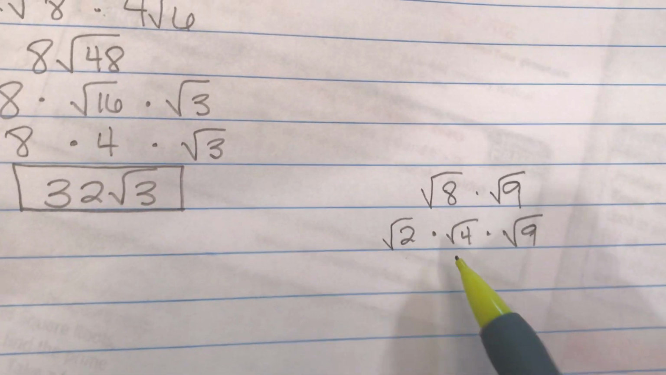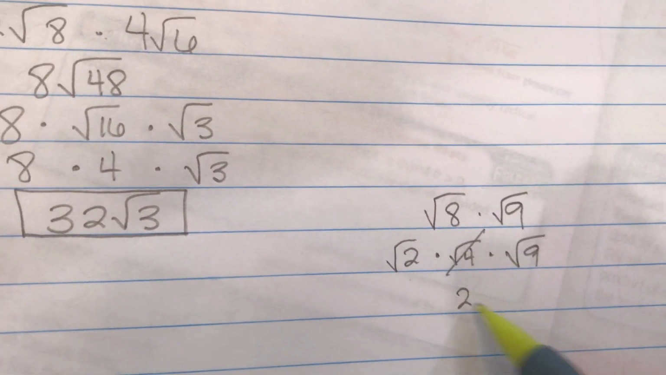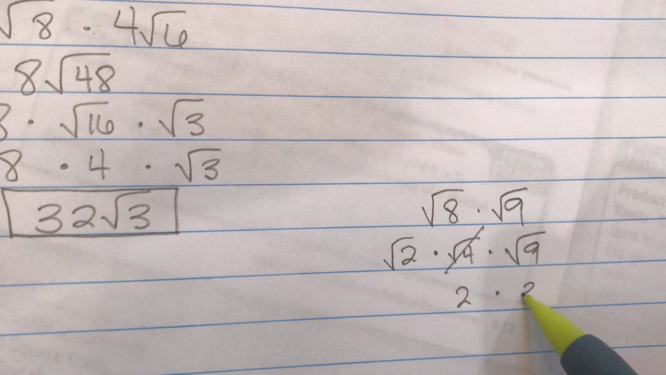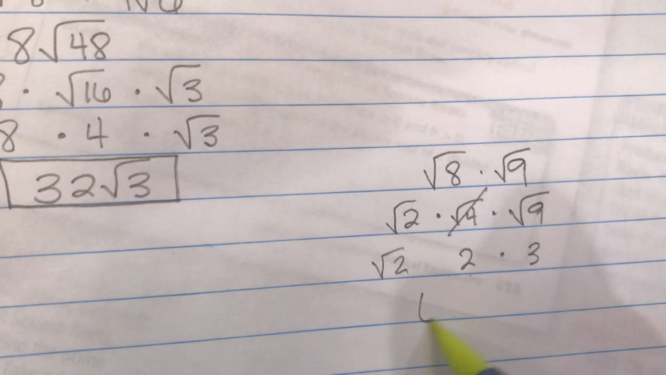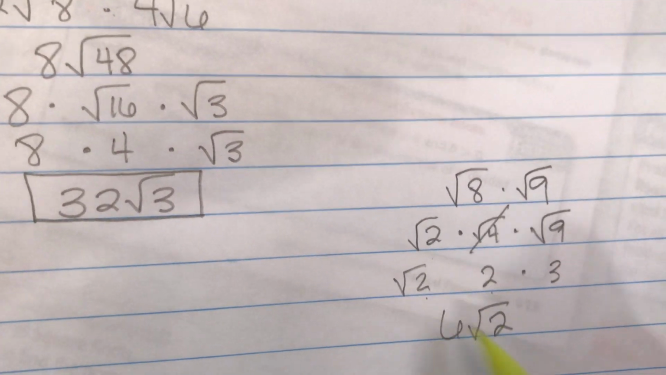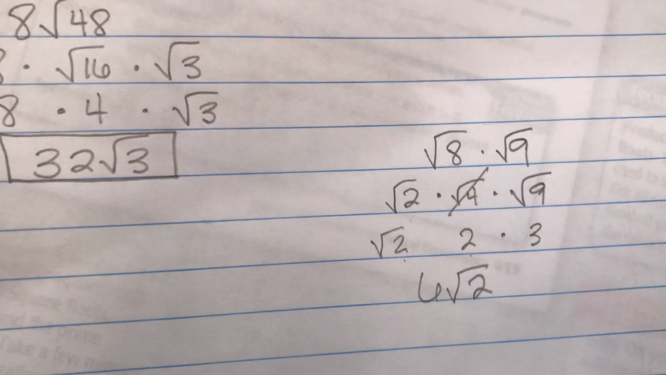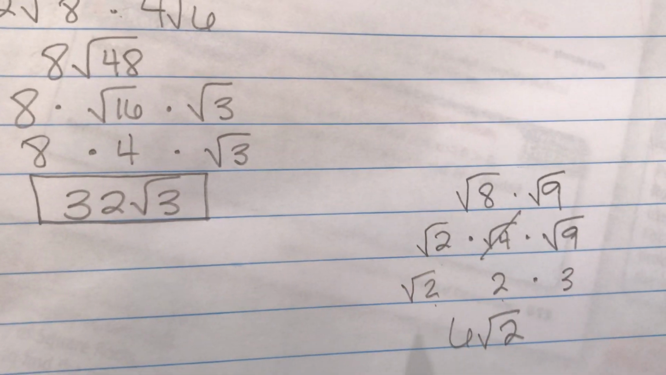The square root of 2 cannot be broken down. The square root of 4 is 2. The square root of 9 is 3. And 2 times 3, of course, is 6. 6 square root of 2. So you would eventually get it right, just a little bit more work.